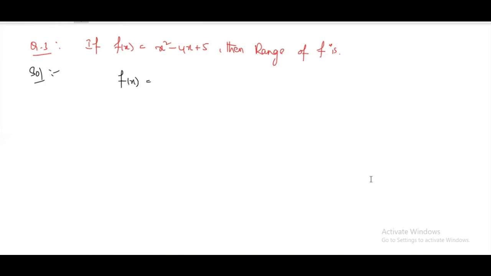So here is one more simple question to understand in a better way. If f of x is equal to x square minus 4x plus 5, then find the range of f, they are asking. See, here I'm discussing different kinds of problems. So this is one different kind of problem. By seeing it is very simple, but how can we solve it?